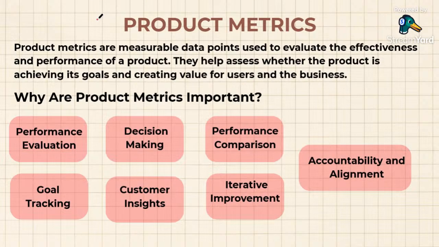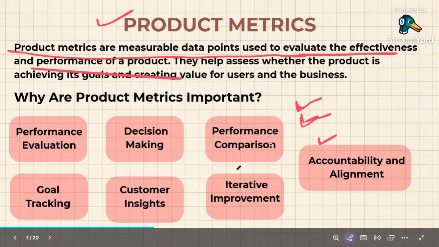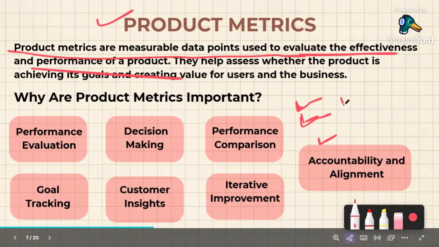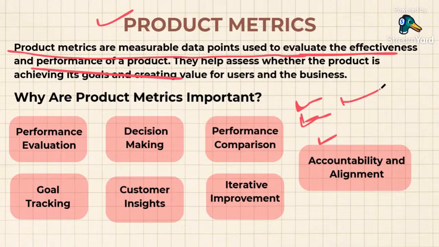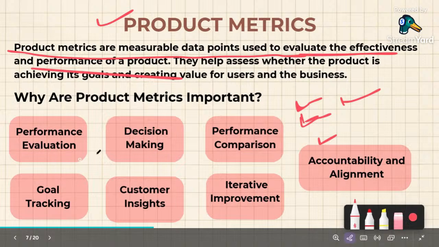Okay, now we have product metrics. Product metrics are the data points used to evaluate the effectiveness and performance of a product. Whether a product is doing well, whether the business is doing well, whether there is any scope of improvement in that product, or what different things we can do additionally in order to improve it, we get to know all of this from product metrics.